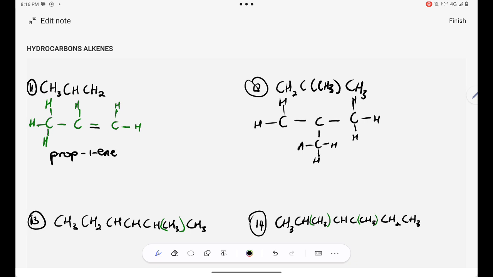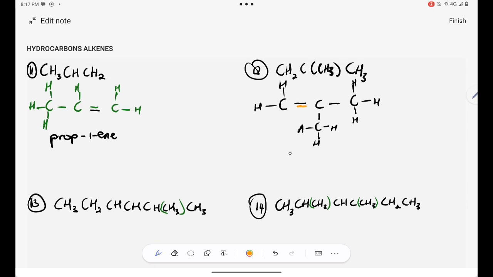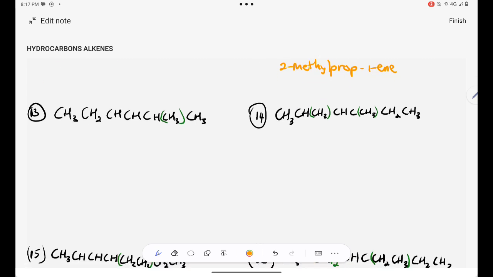Remember that, guys, all your carbons should be surrounded by 4 bonds. But this carbon and that carbon are both surrounded by 3 bonds, which simply means there is an extra bond between them. Are we together? So the IUPAC name of this compound will simply be 2-methylprop-1-ene.